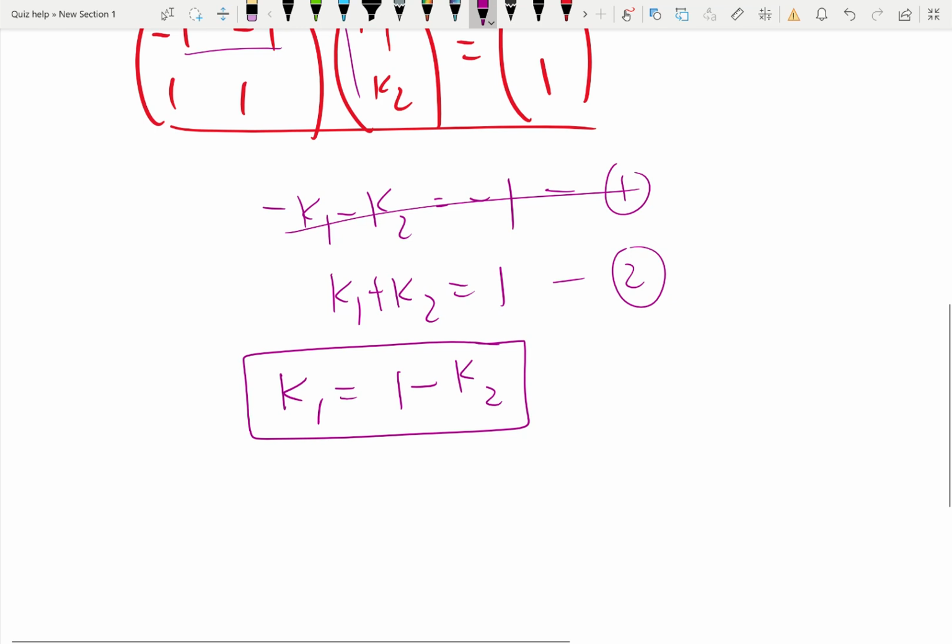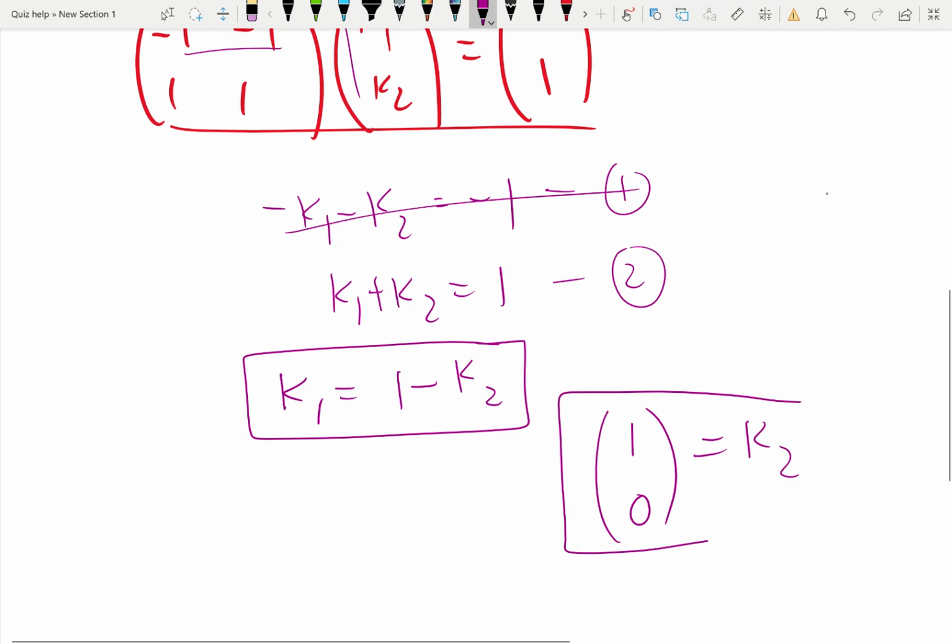So what would be a choice for k2? Well, you can choose k2 to be 0. Now here's the thing: when you choose k2 to be 0, your k1 doesn't get 0. Make sure you don't get the 0, 0 vector, because 0, 0 is not an eigenvector. So here when k2 is 0, k1 is 1. So fine, this is the capital K2 matrix.